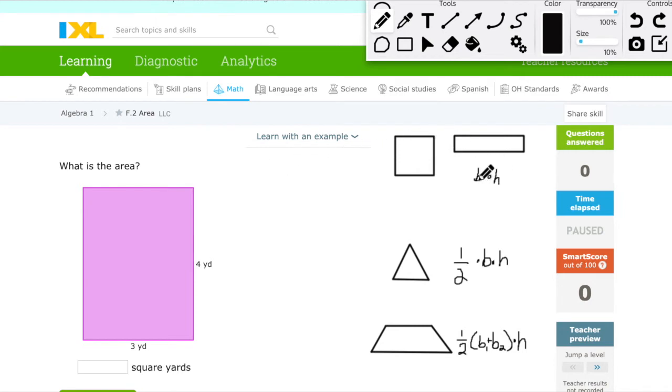The reason that this works for a rectangle and a square is because with a square, the base and the height are the same number. So sometimes you might see like base squared or height squared or something like that. It would be the same thing. With a triangle, it's the same thing, except you also have that 1/2 portion.